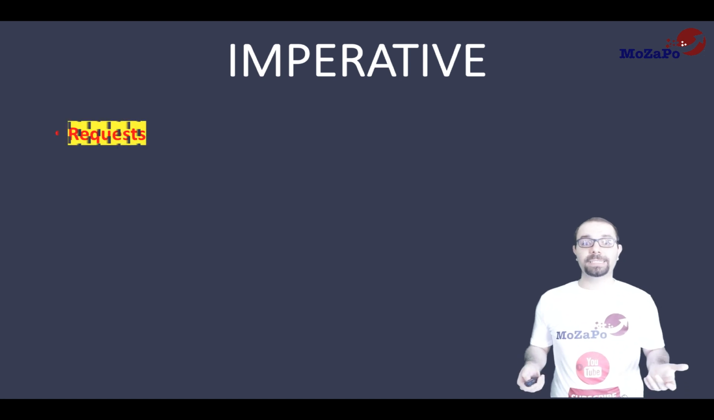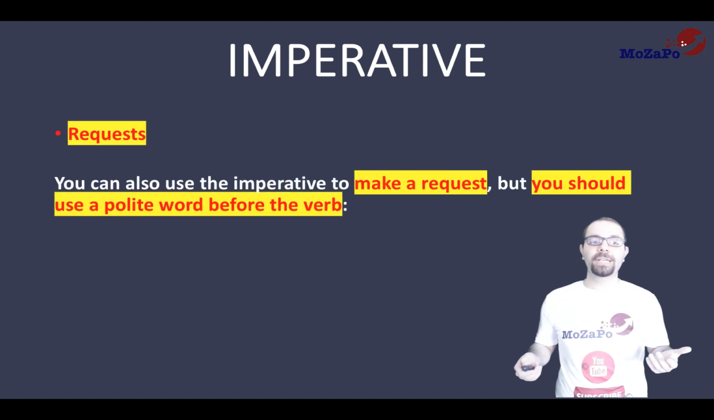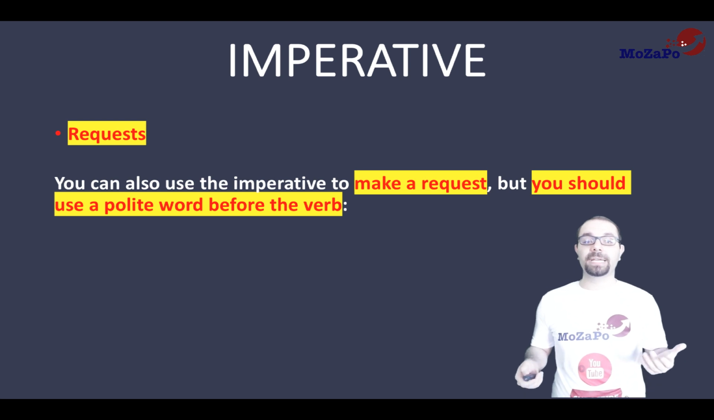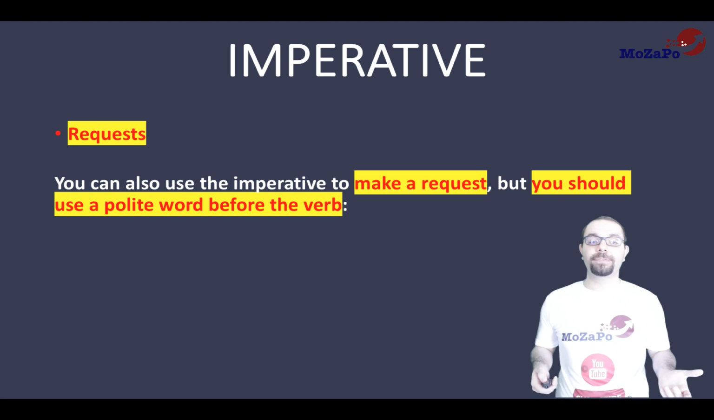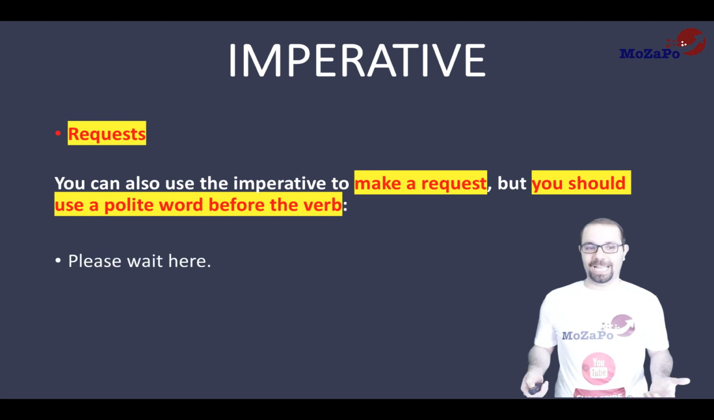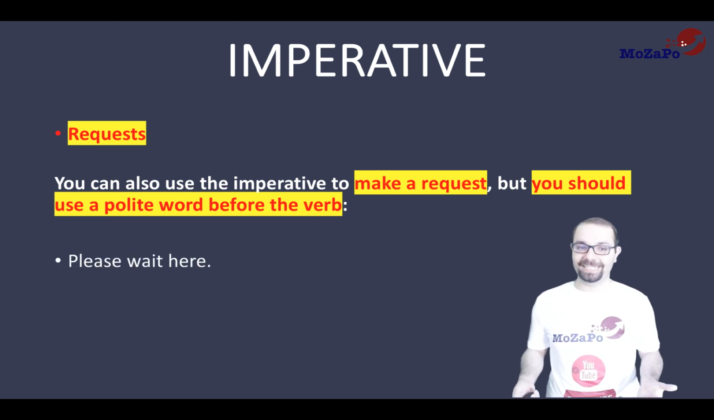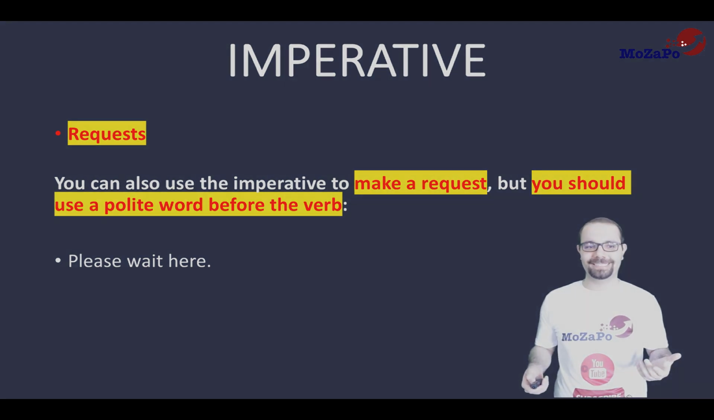And also for requests, we can use imperatives. You can also use the imperatives to make a request, but you should use a polite word before the verb. For example, please wait here. As you see, I make a request here.